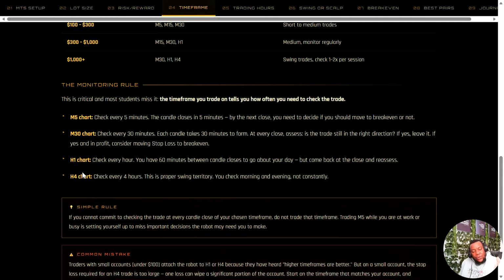If you took the trade on a 30 minute time frame, every 30 minutes you need to check what the market is doing. Let's say you have a busy schedule. You've taken a trade in the morning Asian session with the robot and it has executed. As you go about your day, check every 30 minutes. How far is the trade? Should I move my stop loss to break even? It's not about sitting on the charts and watching them.